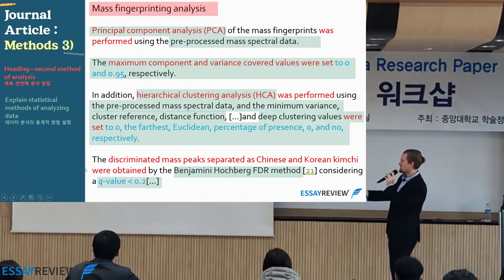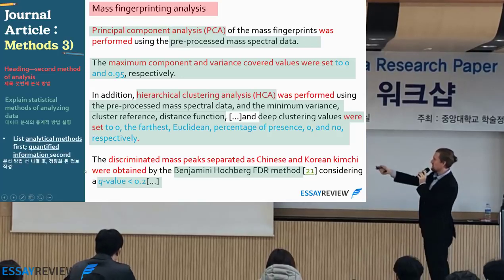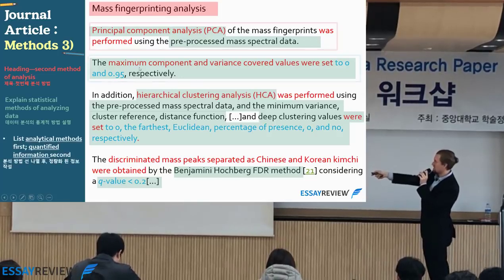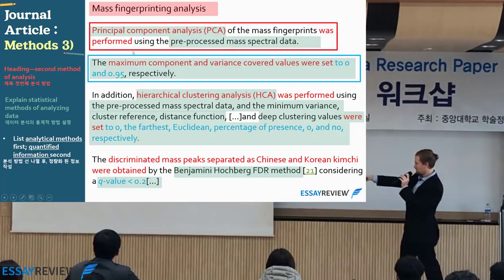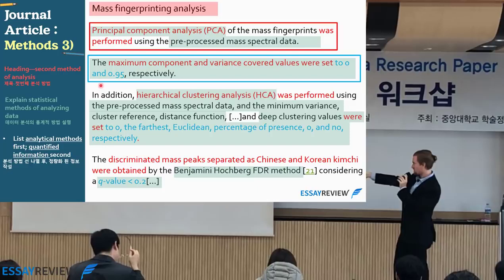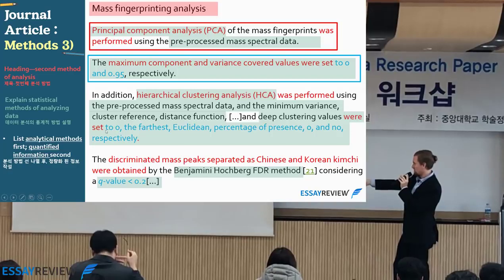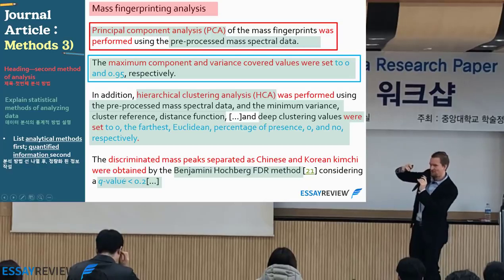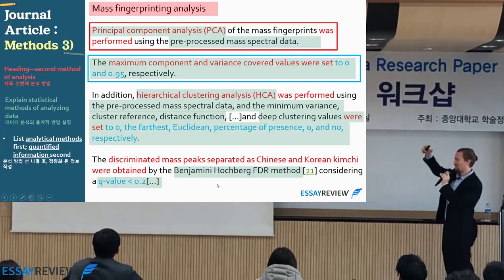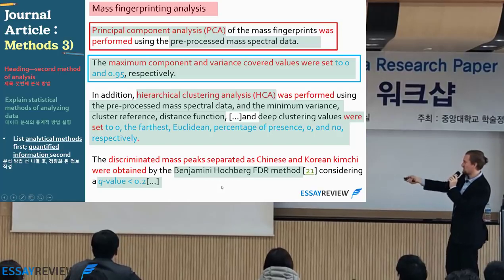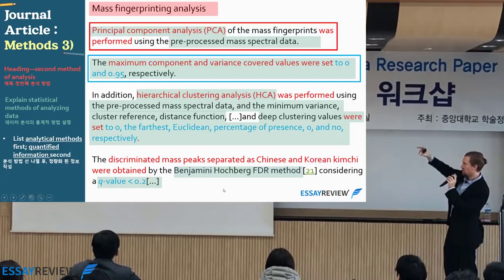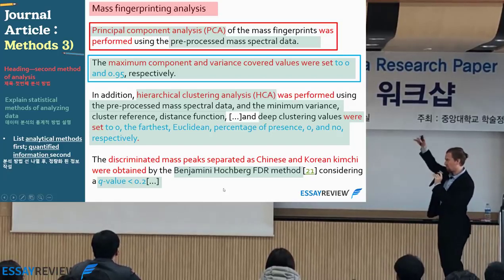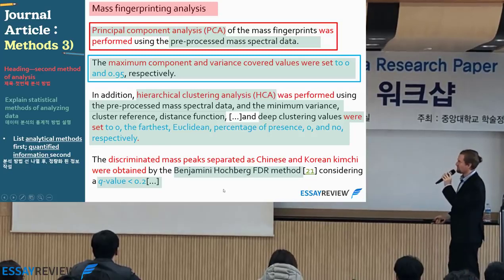List the analytical methods first, quantified information second. So you have the methods, and in blue is some quantified data. Again, HCA was used, how it was done, and here are the values in blue. And again, this is one paragraph, so the author has squished it together, but it's micro-organized, right? Each method of analysis is separated, but then the details are put after it. But this is one paragraph in the original.